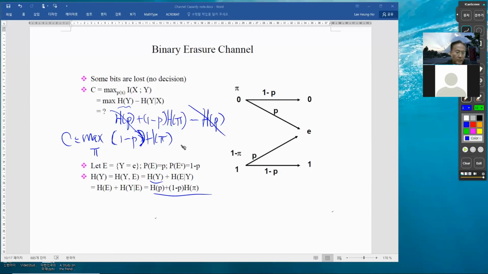And this is equal to 1 minus p times H(pi). The maximum value of H(pi) is 1 because this is a binary random variable, and equality is achieved when pi is equal to half. So we notice that this is 1 minus p.